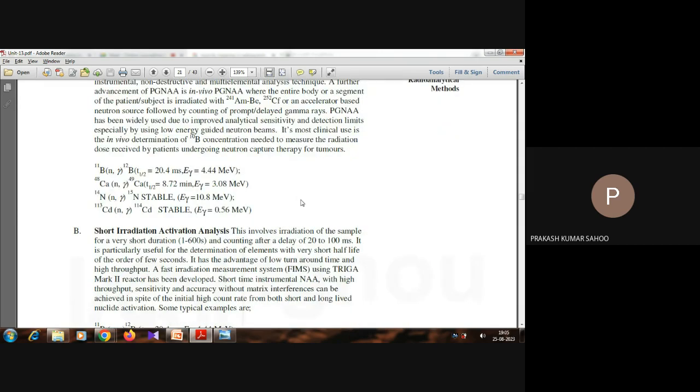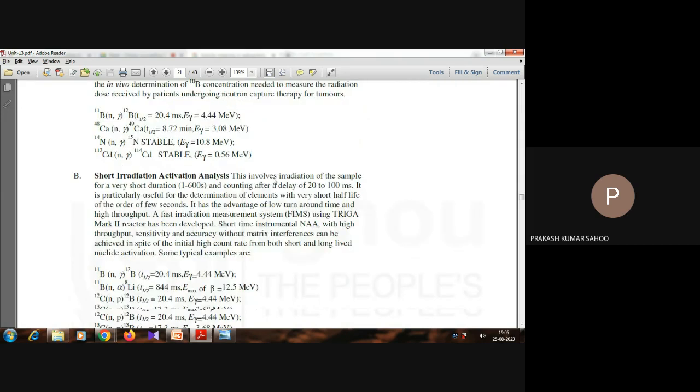Then we have reactions like this: boron 11 bombarded with neutron to give boron 12 with production of gamma. Here the T half is 20.4 milliseconds, and the energy of the gamma is 4.44 mega electron volt. This is the energy produced during this PGNAA analysis.